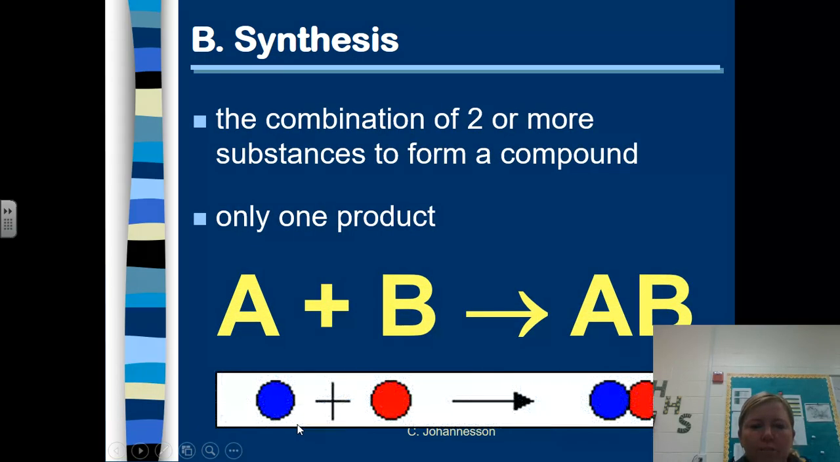So there's your combustion. The next type of reaction is a synthesis reaction.